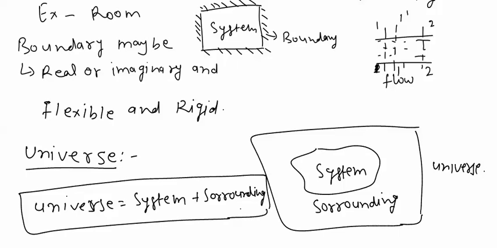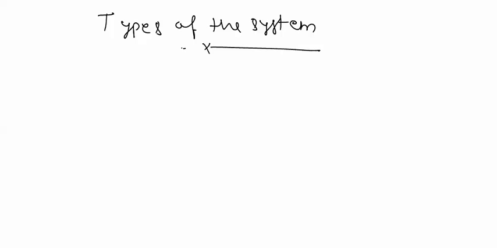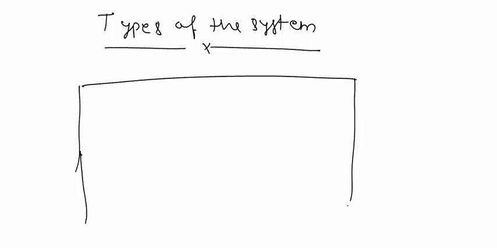And the next is the classification of the system. What is the classification of the system? We will see the classification, or types, of the system. There are three types of system: open, closed and isolated system.